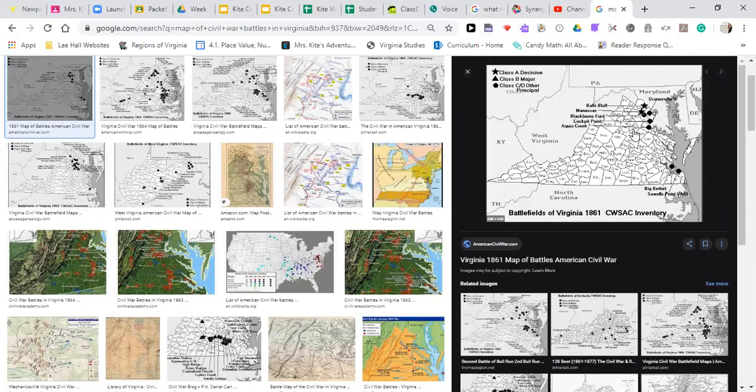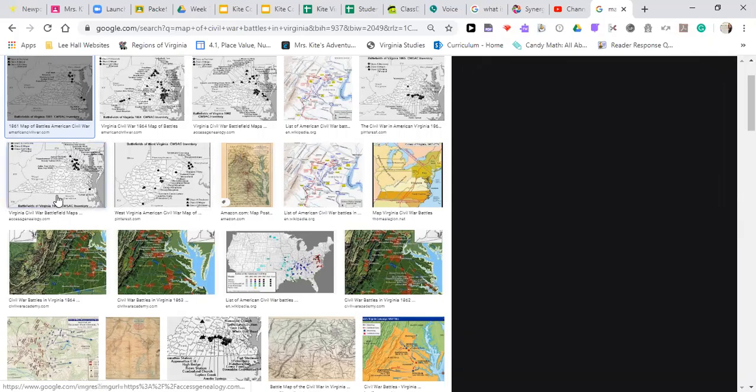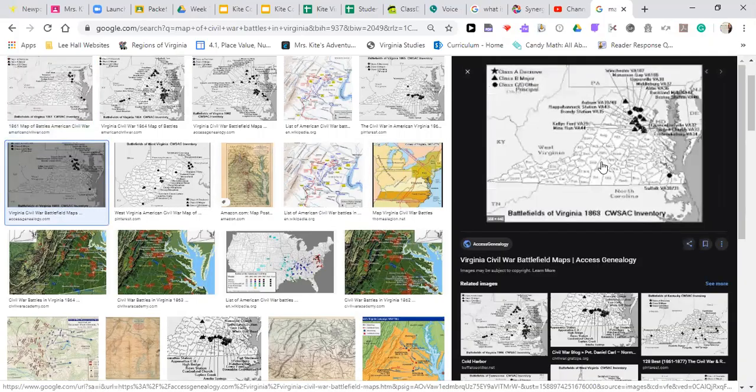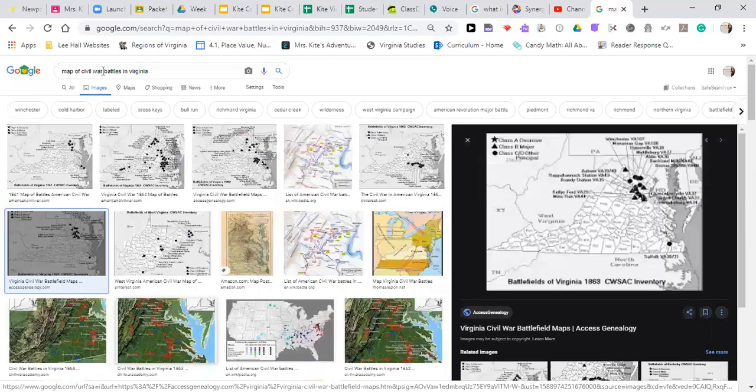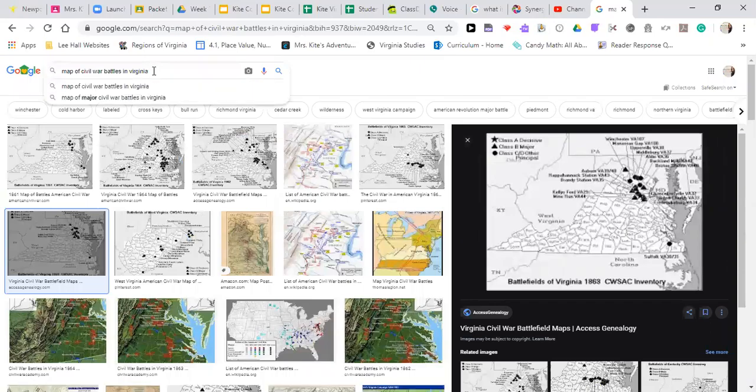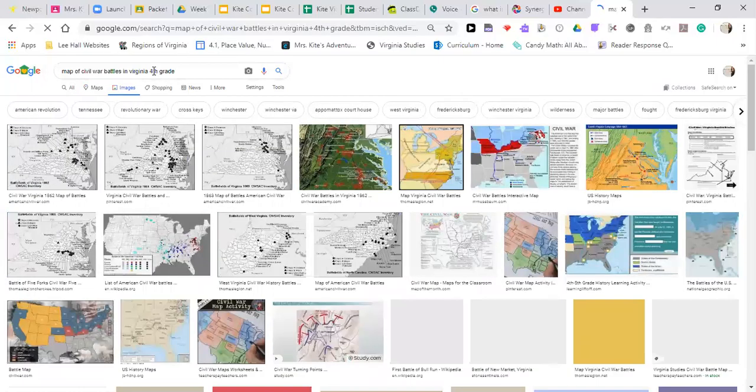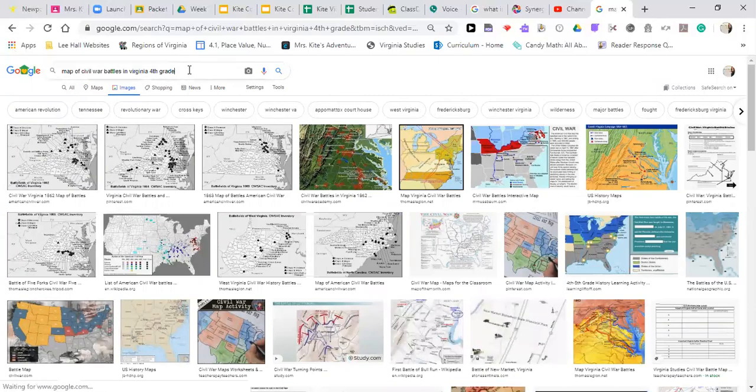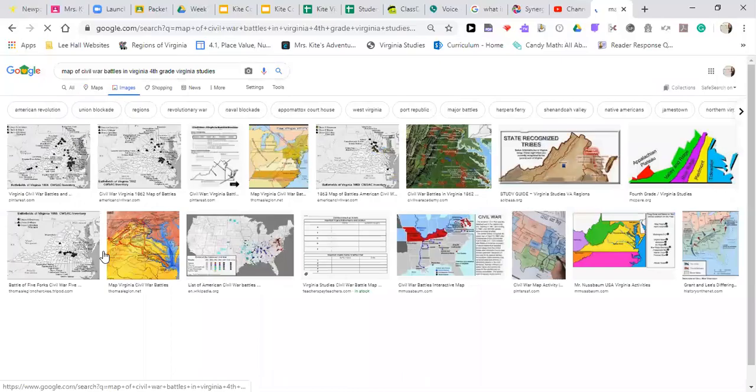So we can see that we have Manassas here. Well, this doesn't show us everything. That's 1861, and we want all the battles. So Civil War battle maps. Let's see if that one will pull up. And that one's really hard to read. So I'm going to try to find one that's even better. So let's go 4th grade, because we're in 4th grade and this is 4th grade Virginia Studies. Oh, this is still really tricky to read, isn't it? 4th grade Virginia Studies. And it's okay to have to refine it a little bit.